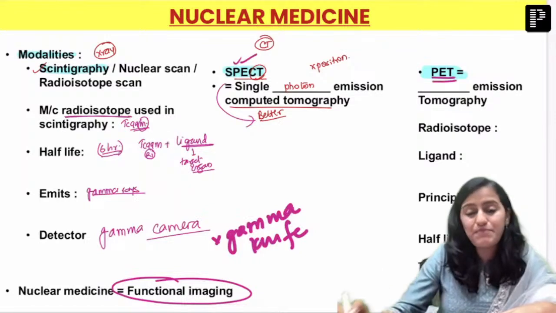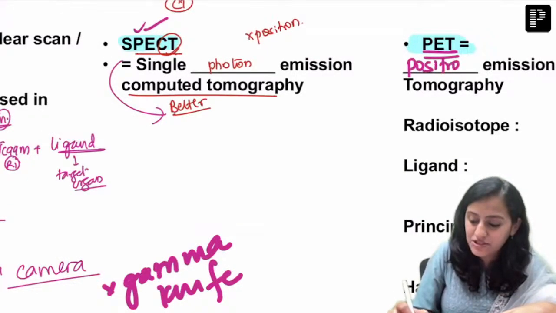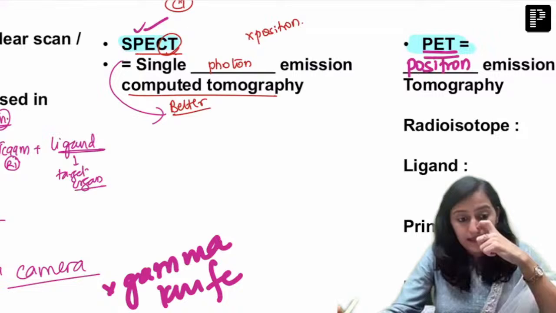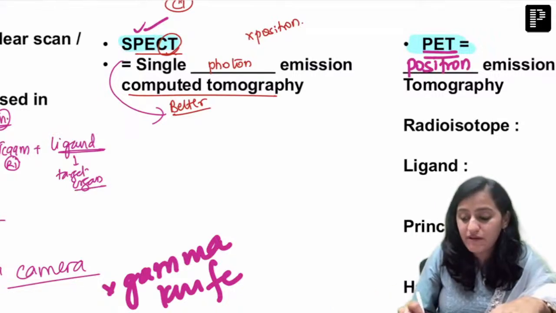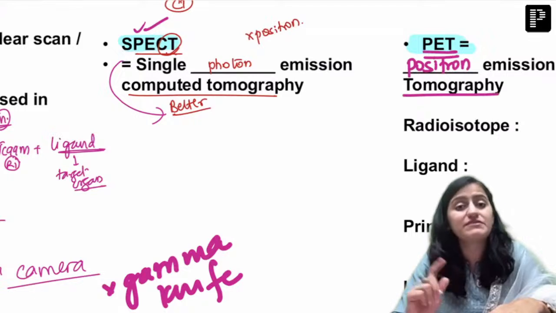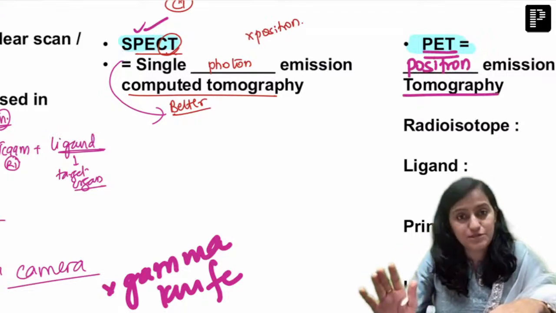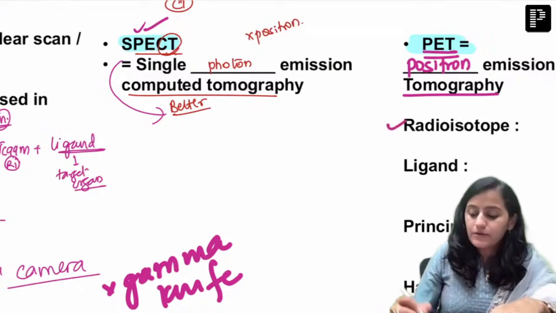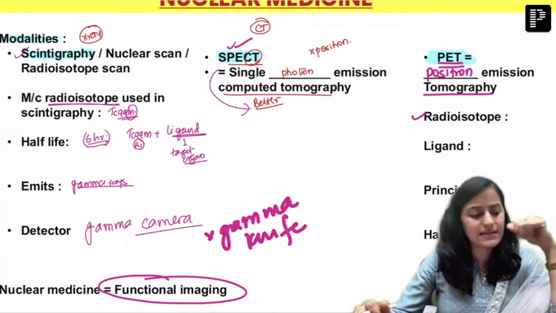And then comes the PET. What is P for in PET? In PET, P is positron emission tomography. Again, remember that this is tomography, not therapy. PET is a diagnostic scan, not a therapeutic scan. So what is the radioisotope used in PET? Do we use this technetium-99m in PET?